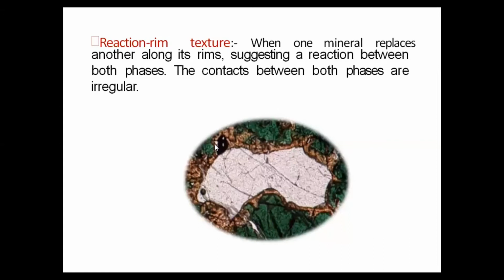In this texture, one mineral replaces another along its rim, suggesting a reaction between both phases, and the contact between both phases is irregular. Like this was one mineral, and this was another mineral, and you can see this brownish area is actually the reaction area between these two minerals.